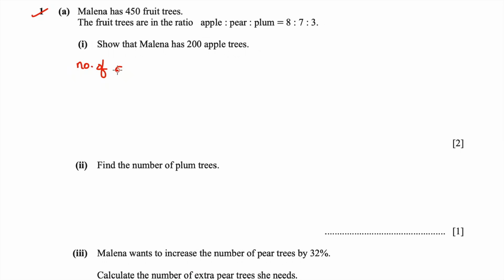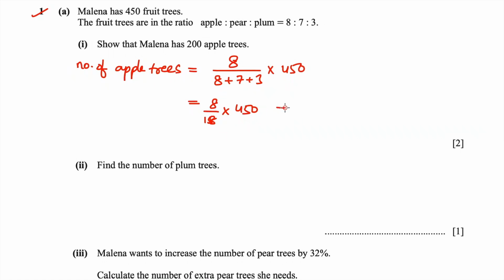So first of all, the number of apple trees will be equal to the ratio of the apples, which is 8, divided by the sum of all ratios, 8 plus 7 plus 3, into the total number 450. So this is 8 by 18 into 450, which is 18 goes in this 25 times, 8 into 25, which is equal to 200. And so the number of apple trees is 200. Straightforward question.